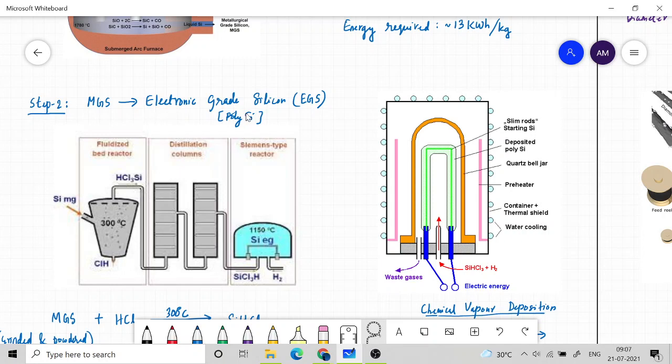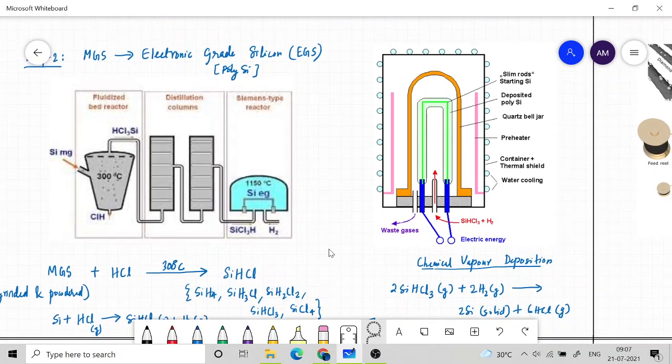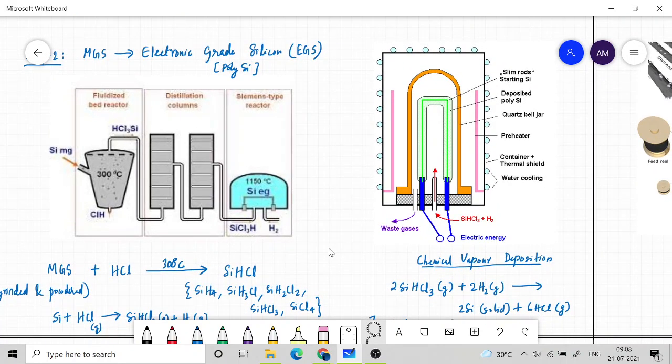Then electronic grade silicon means that is what we use in the electronic industry. So how to convert that into electronic grade silicon, which is of high purity? The purity here, from 98%, is going to go to something where the impurity will be so small that it is something like 1 part per billion. So that means for 10 raised to 9 silicon atoms you may have one impurity. So it is that pure.